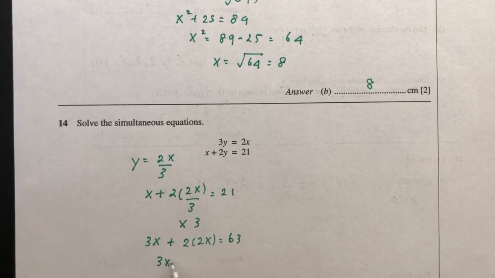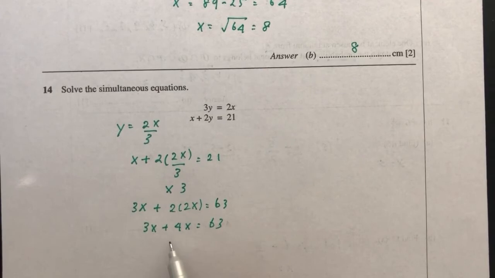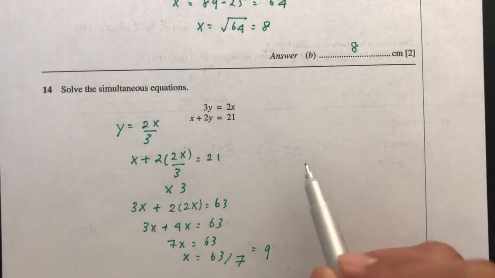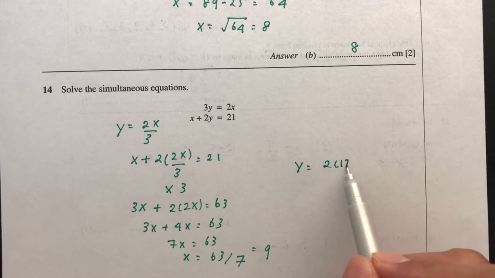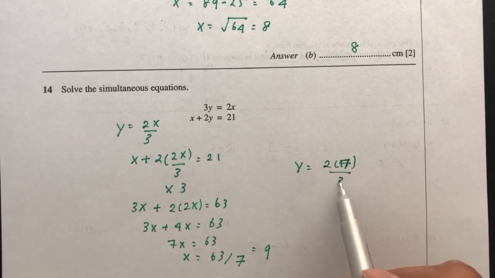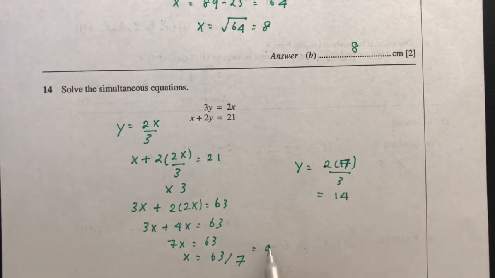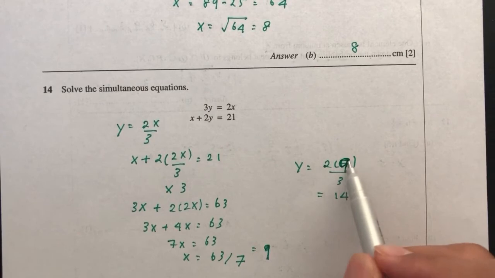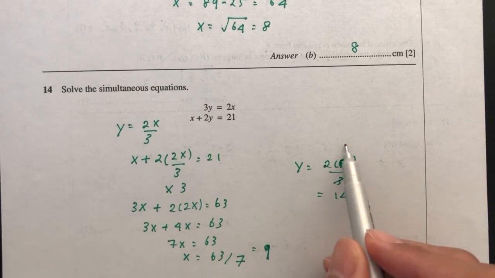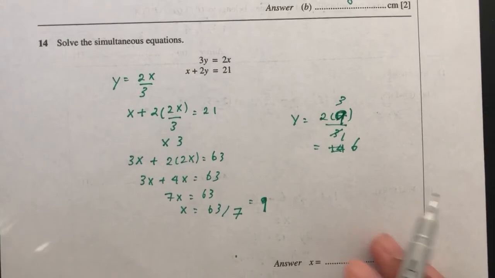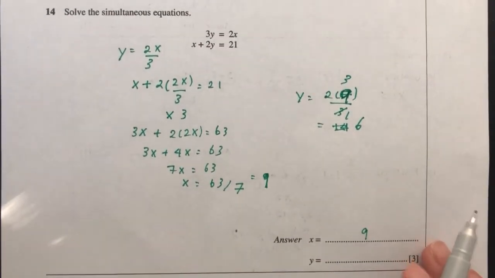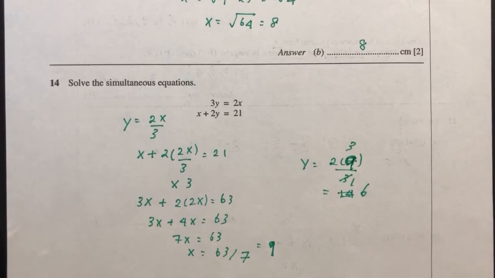So 3x plus 4x will be 63, and that will be 7x will be 63, x will be 63 divided by 7, this will be 9. So y will be 2 times 7 divided by 3. That will be 2 times 7 is 14. Sorry, it's actually 9. It's not 7. So 2 times 9 is 18, divided by 3, so the value of y will be 6. So x is 9 and the value of y is 6. And that is question number 14.